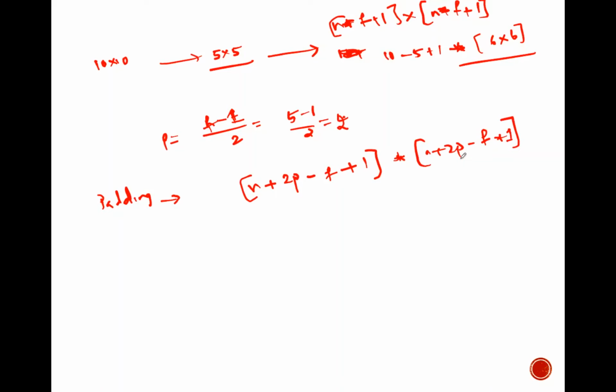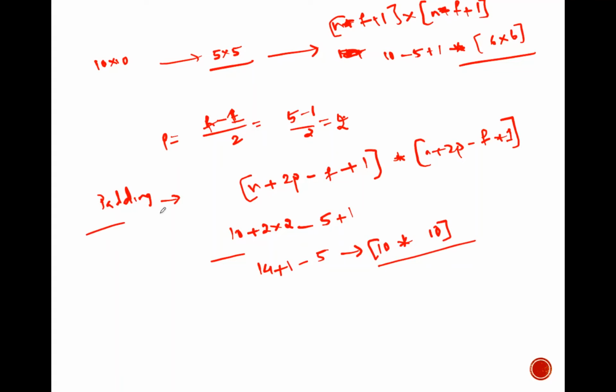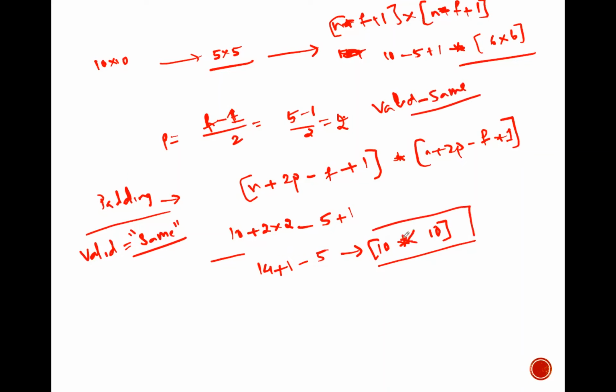Is it coming 10/10? So (10 + 2×2 − 5 + 1), that gives 10 by 10. When you are applying valid equal to same, you are retaining the same image, 10/10. Correct? Satya, is it fine?